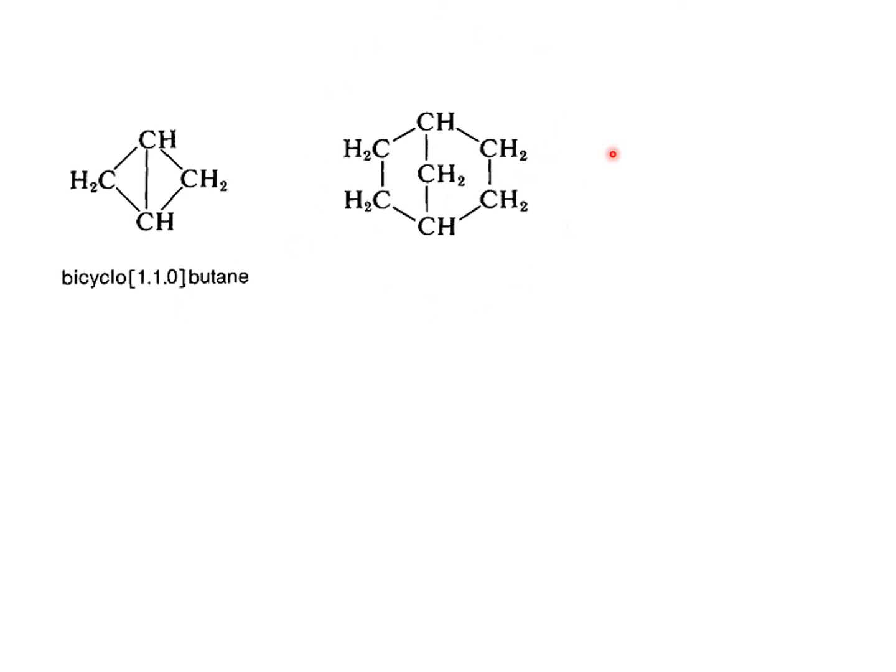Now let's see here. We can count 1, 2, 3, 4, 5, 6 and 7. So it must be heptane. Bicycloheptane. Now we need to find out ABC. Bridge is 1. So bridge is 1. On left hand side there are 2. On right hand side there are 2. So its name is bicyclo 2.2.1.